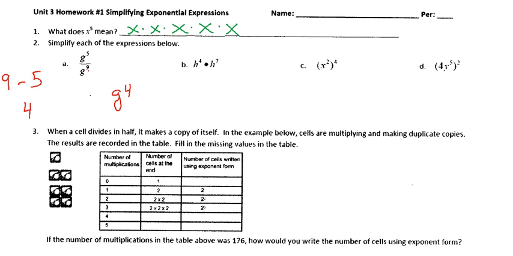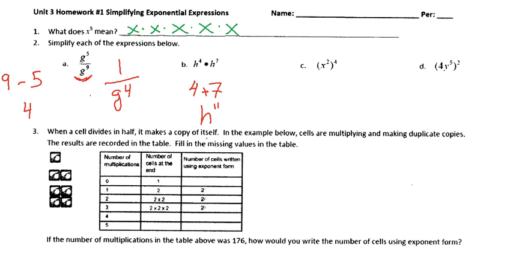And now you want to put it in the location of where the larger exponent was. Since the larger exponent, the 9, was on the bottom, we're going to put g to the 4th on the bottom. So it'd be 1 over g to the 4th. Remember, when you're dividing, you subtract. The second one, we're multiplying. So h to the 4th times h to the 7th. Since we're multiplying, we're going to add the exponents together. 4 plus 7 is 11. So we would have h to the 11th as our answer.